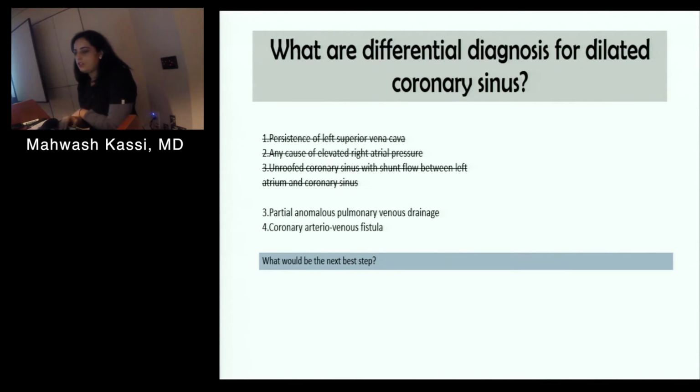Now, the next one that Josh mentioned was partial anomalous pulmonary venous drainage, and then there is one other diagnosis, which is coronary AV fistula. So, what would be the next best step in this situation? How would you go about diagnosing partial anomalous pulmonary venous drainage? Let's assume we're not in the world where there's MRI. Not every hospital has MRI. We're very lucky to have MRI. But what would be the next step? Something that you do every day.